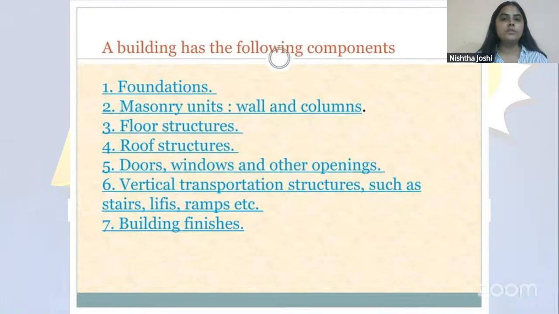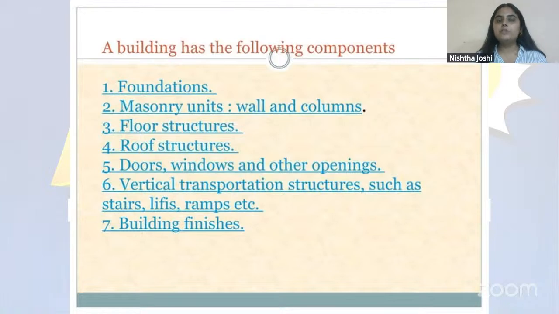Roofs are also of different types. You might know there is a flat roof which has a flat slab. There is a pitched roof. There is a domical roof. Sometimes there is also a vaulted roof. So multiple types of roof structures are there. Then door, window, and openings are there. Vertical transportation structures such as staircase, lift, ramp, escalator, etc. All of these things are there.